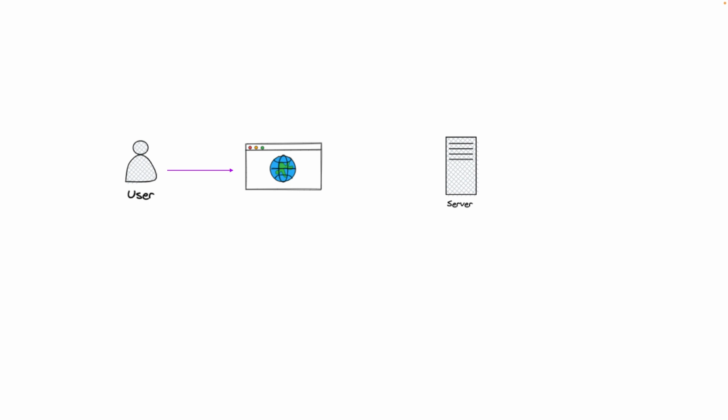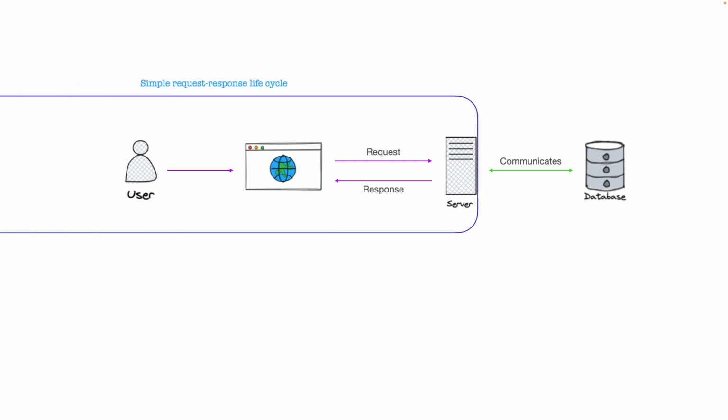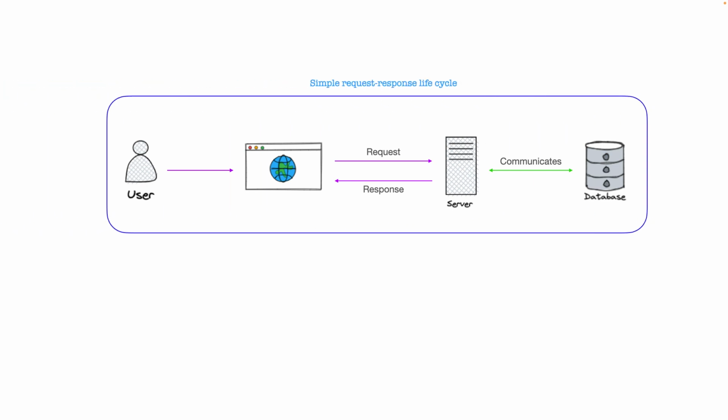Generally, the user uses a browser to send a request to the server where our Laravel application is running, and the server sends a response to the user. And when necessary, our Laravel application communicates with the database to store data or fetch data. This is a very simplified request response lifecycle for a Laravel application.